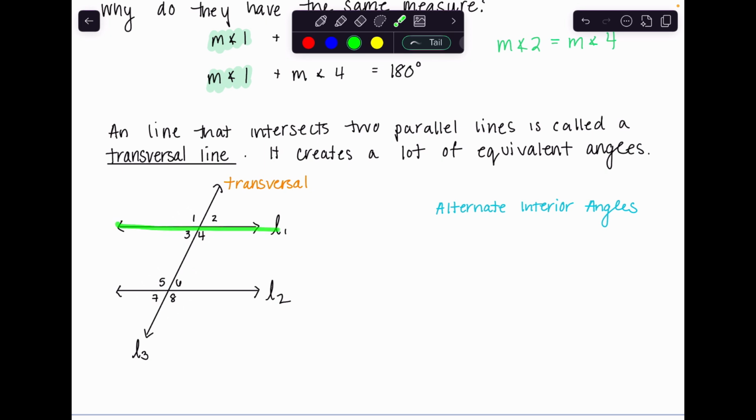So if you think about these two lines with that transversal, you have 4 angles that are on the interior of the lines. And then you have 4 angles that are on the exterior of these lines. So if you think about the phrase alternate interior, this is an interior angle. The one that's on the alternate side of the transversal is 6. So angles 3 and 6 end up being exactly the same.